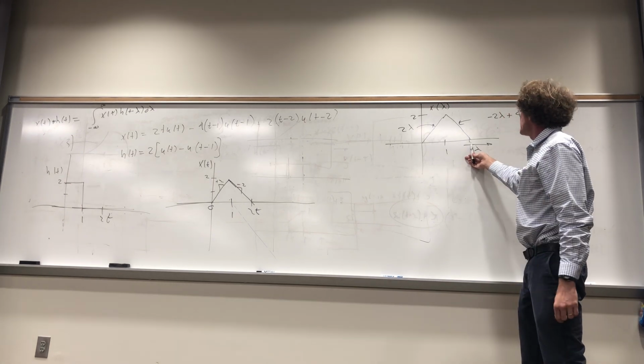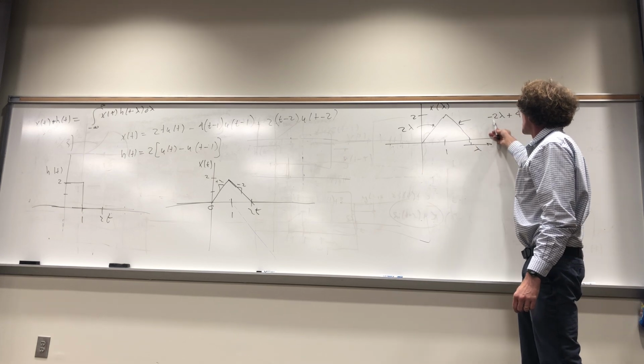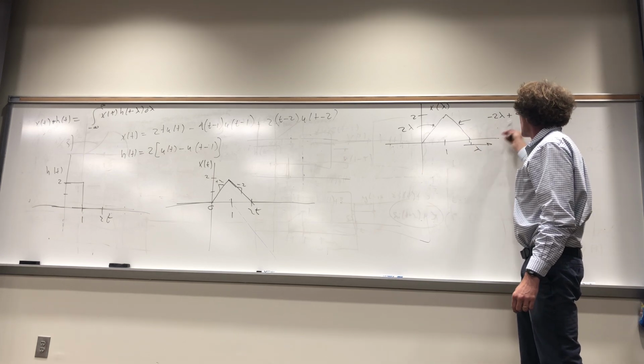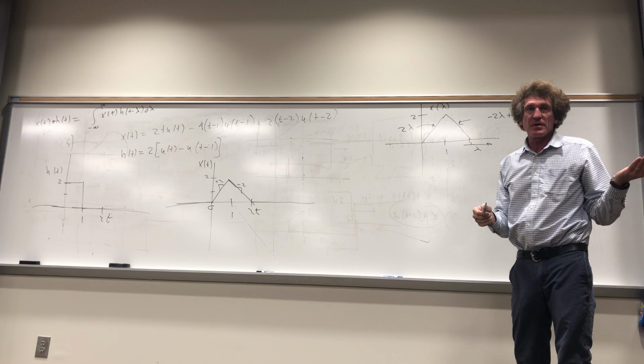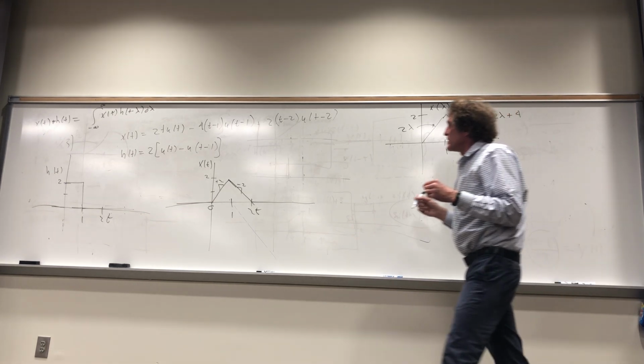See, when you're at lambda equals 2, the function is 0. So minus 2 times 2 is minus 4, plus 4 would be 0. I just found the intercept and put it in here. Follow me, everybody? Work with me now.